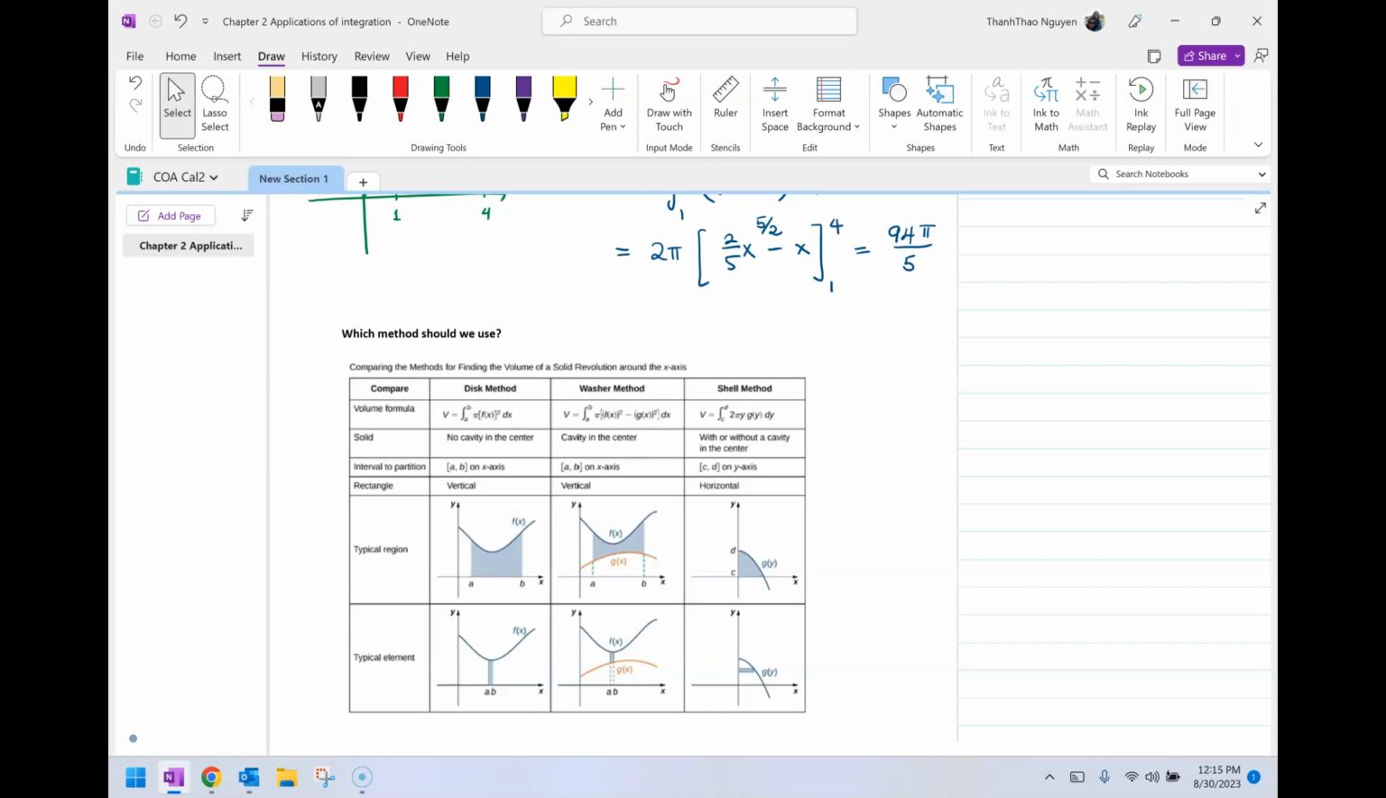So you will use the shell method when you draw the rectangle and it lies vertically, and you use the washer method when you have the cavity in the center.